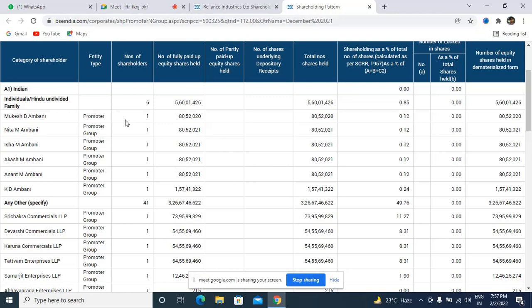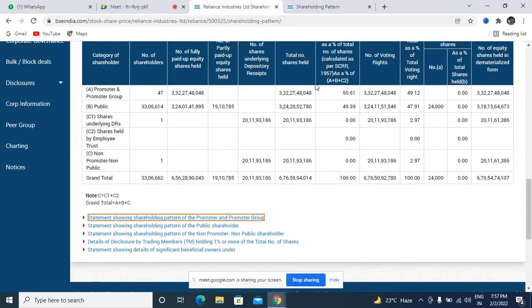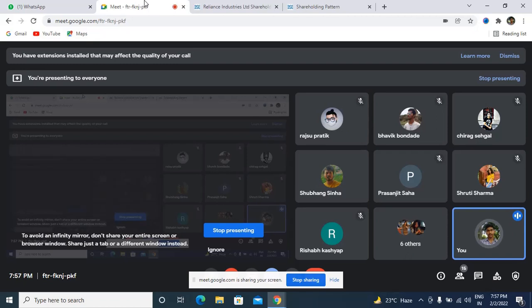So the total number of shares that you are seeing here, let us look at it. The total number of shares is always fixed. So the grand total is always fixed. It is in the balance sheet of the company. I think there is someone who can explain something about this capital structure.